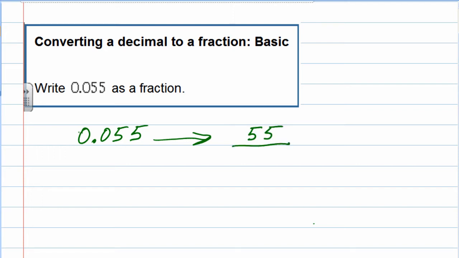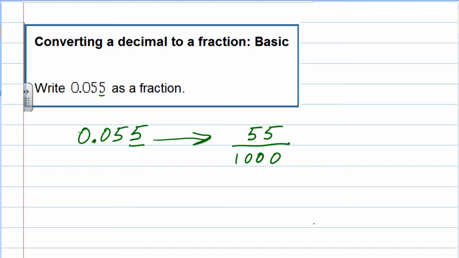And then since we're writing it as a fraction, we need to figure out what the denominator is going to be. And our guide to figuring that out is the last digit. That place value tells us what the denominator is going to be. So for example, in this case, that last digit is the second 5, and it is in the tenths, hundredths, thousandths place. Since it's in the thousandths, our denominator is 1,000.